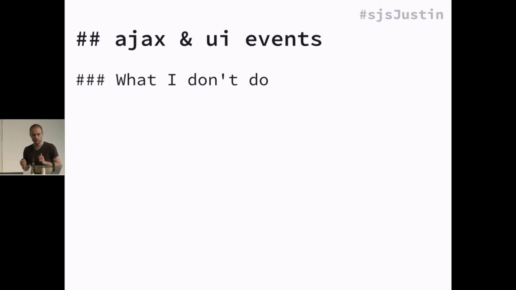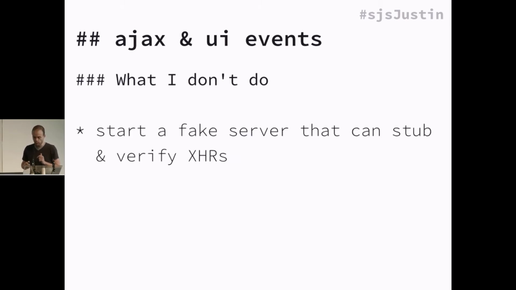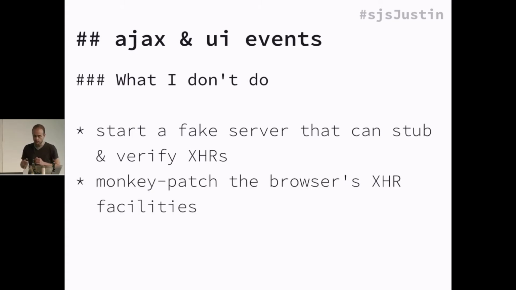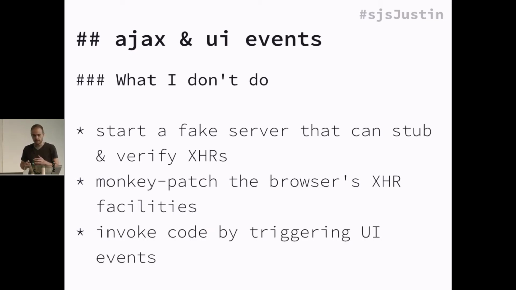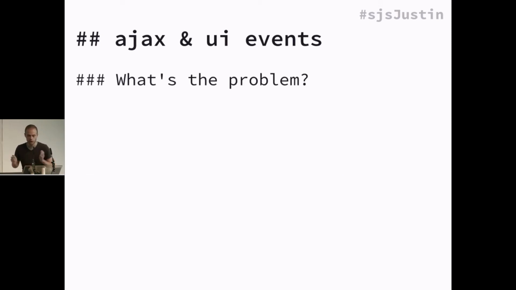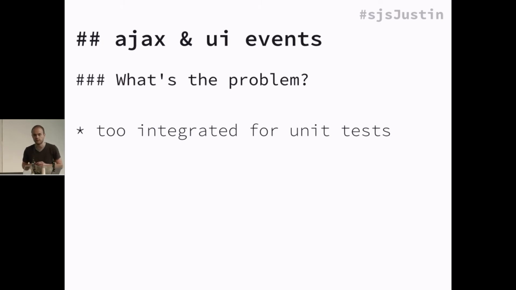Let's talk about Ajax and UI events. Some of the things that I don't do when I'm testing XHRs: I don't start a fake server that can then stub and verify that the XHRs are taking place, because I'm usually writing unit tests with Jasmine, and that's a little too integrated. I don't monkey patch the browser's XHR facilities either, and I tend not to invoke the code under test by, say, triggering a click event on something in the DOM. The problem with all of those things is that they're just too integrated for unit tests.